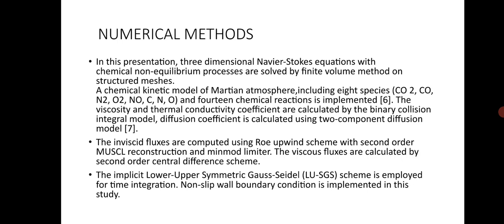Numerical methods. In this presentation, the three-dimensional Navier-Stokes equations with chemical non-equilibrium process are solved by finite volume method on structured meshes. A chemical kinetic model of Martian atmosphere including 8 species, CO2, CO, N2, O2, NO, C, and NO, and 14 chemical reactions is implemented. The viscosity and thermal conductivity coefficients are calculated by the binary collision integral model. Diffusion coefficient is calculated using a two-component diffusion model.